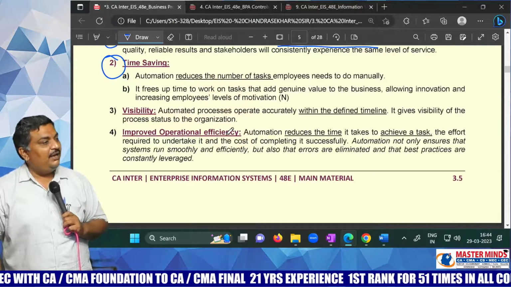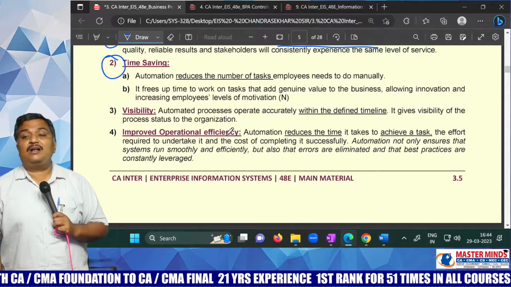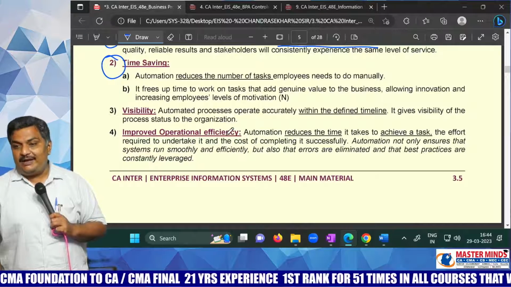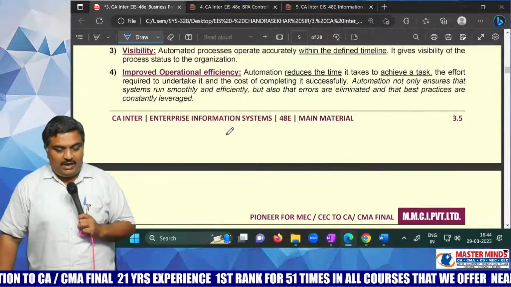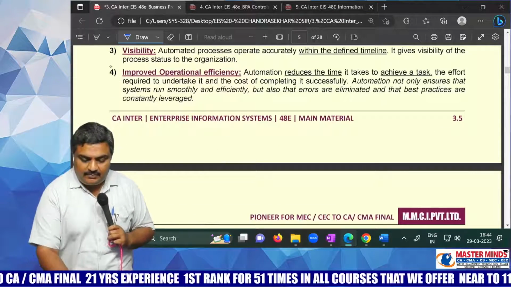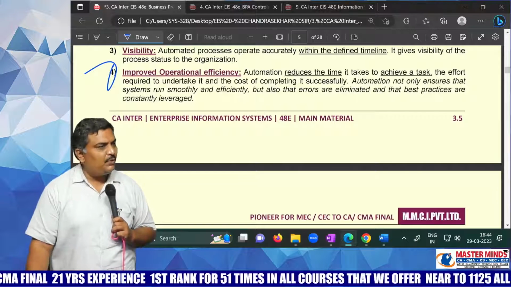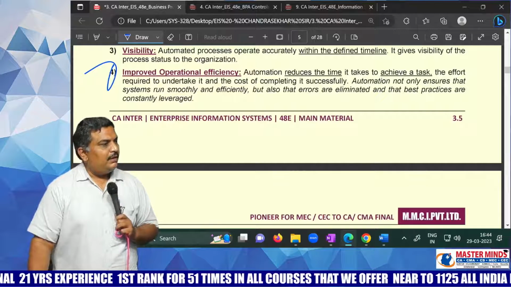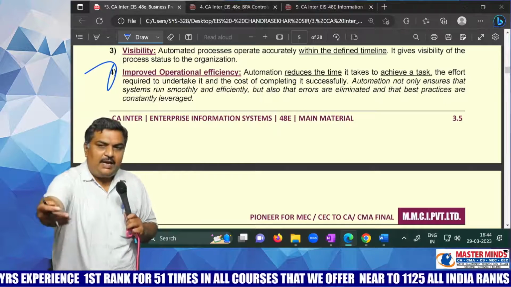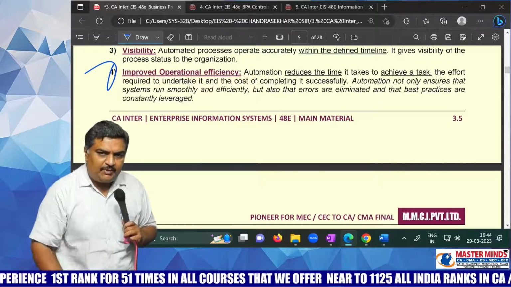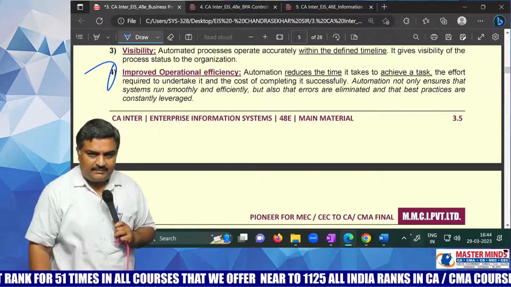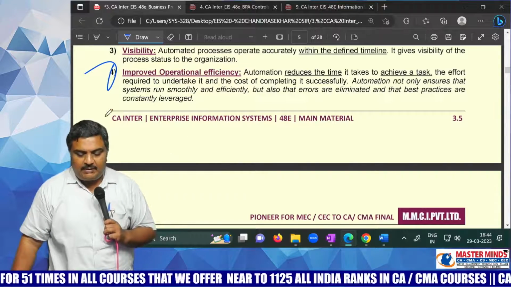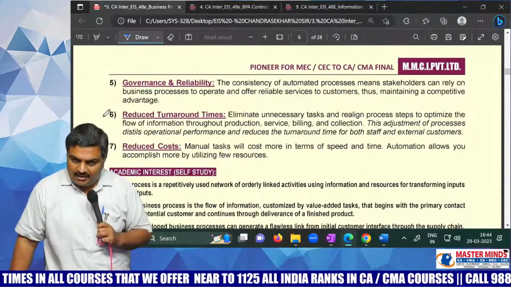But with a machine, say you booked something on Amazon, you can find the tracking order. You can find the tracking. The work is visible. Improved operational efficiency means what? To deliver the money, an ATM takes 40 seconds. But if you appoint a human there, he takes nearly 2 to 3 minutes. That means you can serve more customers in less time.